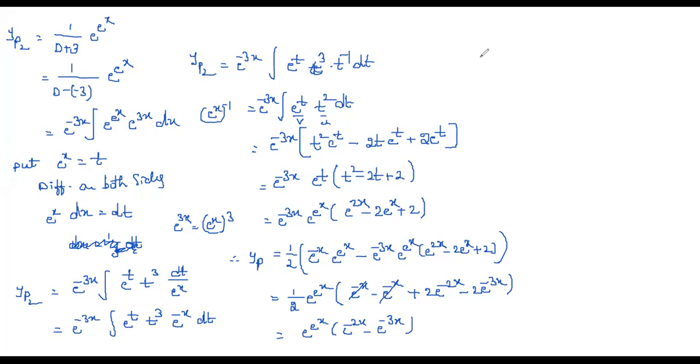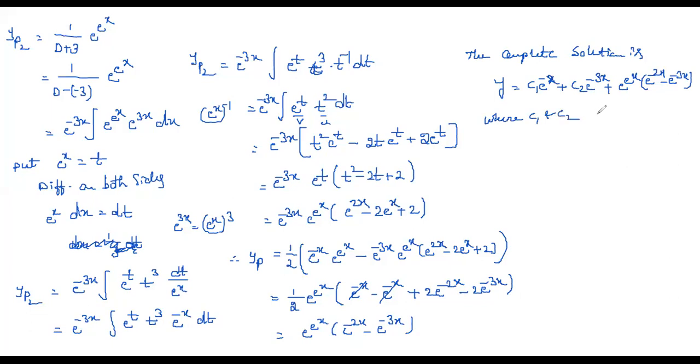So therefore the complete solution or the general solution is y is equal to yc plus yp. So yc we got as c1 e power minus x plus c2 e power minus 3x, plus e power x into e power minus 2x minus e power minus 3x, where c1 and c2 are arbitrary constants.